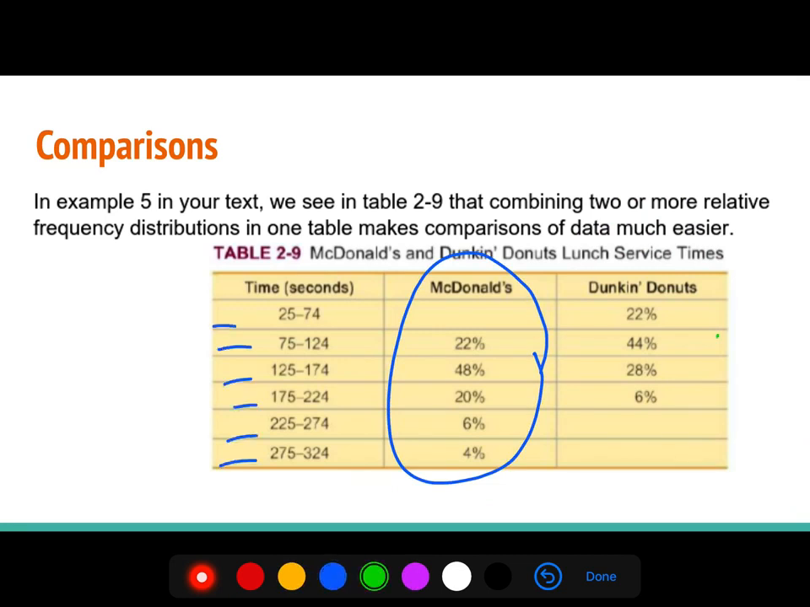Comparisons. Now these are just compared to two restaurants at their lunchtime. We already know about McDonald's over here because we've already kind of looked at him. These are his frequencies for each of the time periods at lunch. And then over here we look at Dunkin' Donuts. They are totally different kinds of restaurants. McDonald's is cooking burgers and fries. Those things take a little bit more time. So most of their frequencies are going to be in this range.